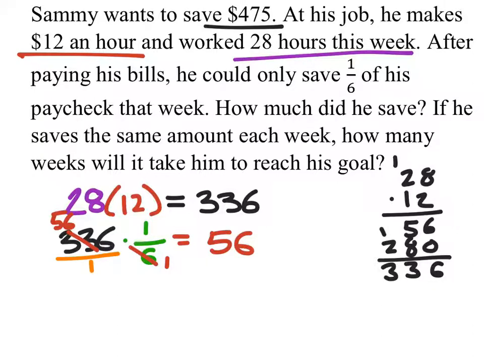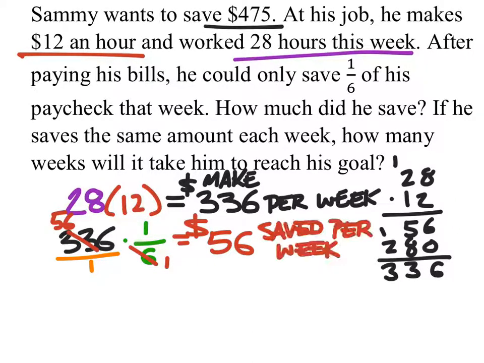Now I didn't label those. I should have. He's going to make $336 per week, and then the $56 is how much he can save per week. So if he's saving $56 every week, and his goal is to save $475 here at the top, then how many weeks is it going to take him?